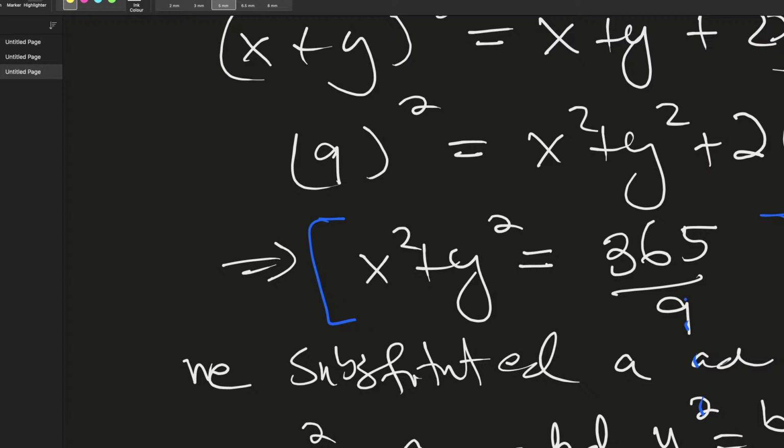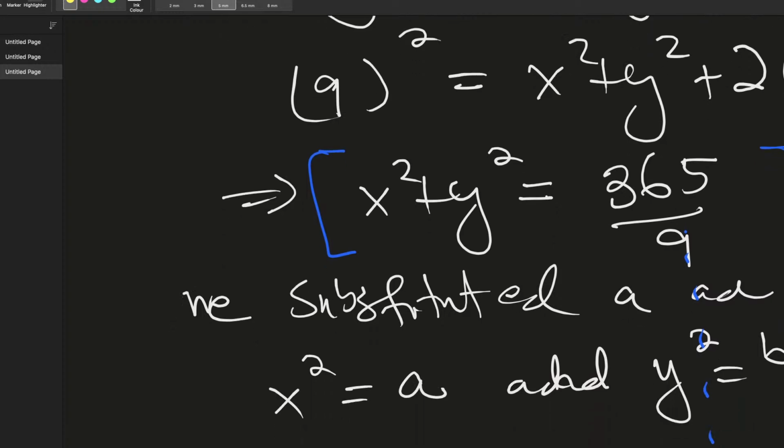Then, brothers and sisters, I know there's only one guy, two guys here, that's the brothers or whatever. So now it's x squared plus y squared is equal to 365 divided by 9. Ladies, you are many here.